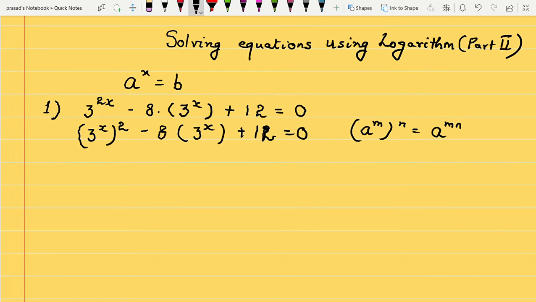So now what I will do is I will take 3 to power x as y. So that will give me y square minus 8y plus 12 equal to 0, which is a quadratic equation which can be factorized easily.